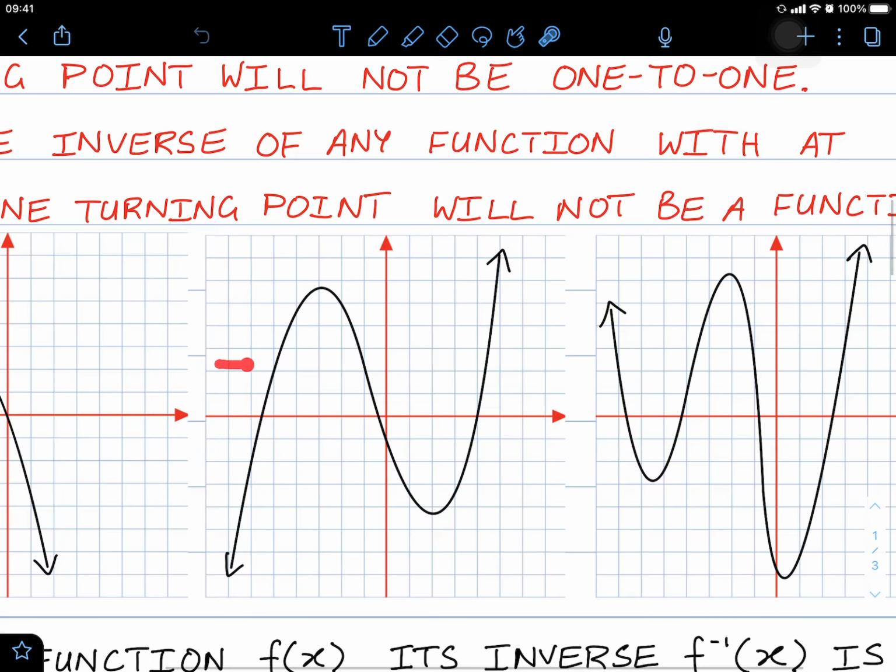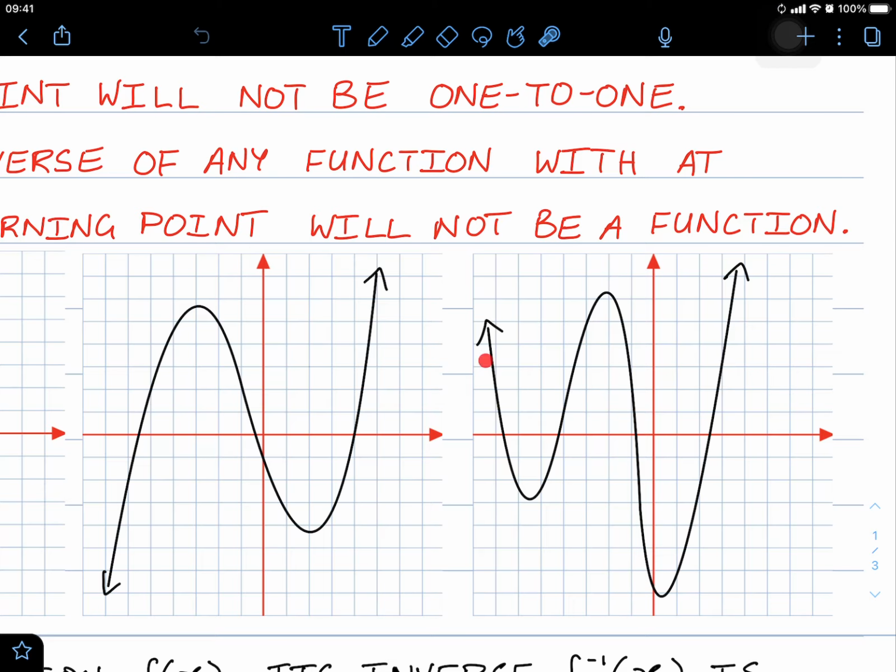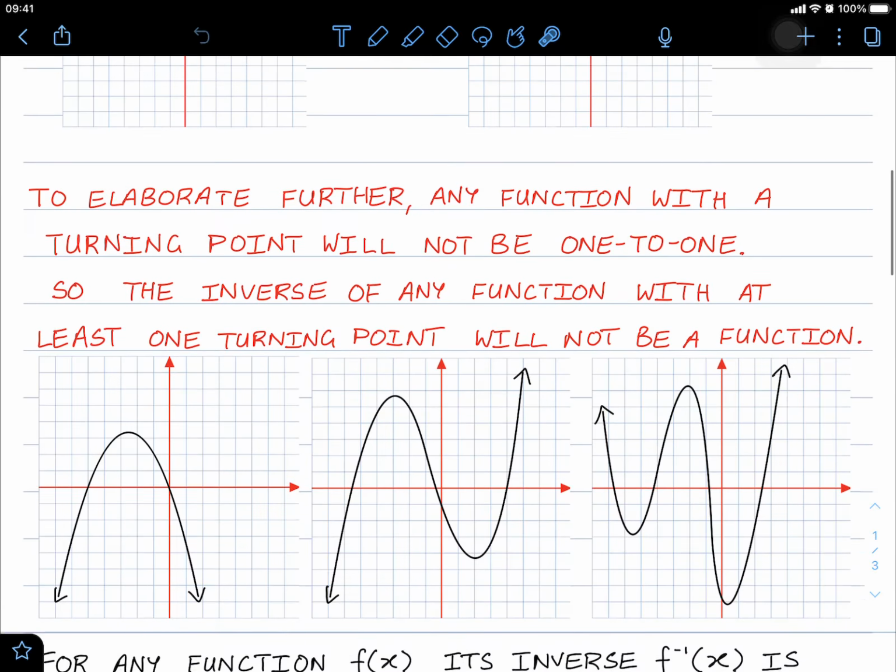This one has 3 points, 1, 2, 3. We'll cut through at 3 points, which also means that the inverse of this will fail the vertical line test because it will cut 3 different points. And I think you get that idea. If it has a turning point, it will fail the horizontal line test.